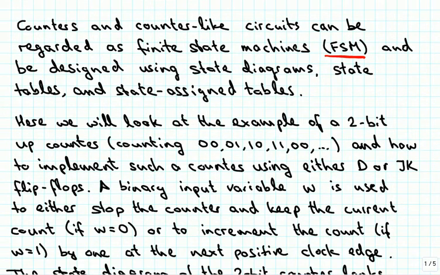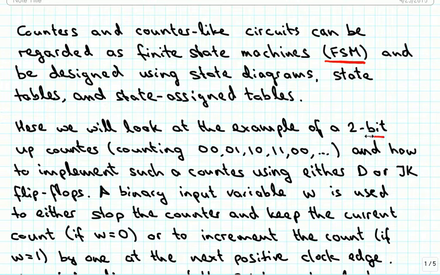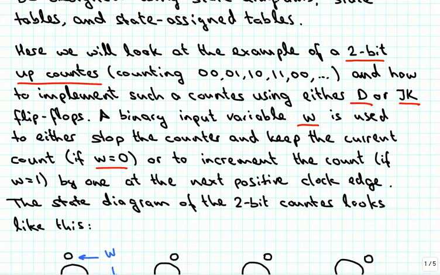So we will look here at the simple example of a 2-bit up counter, which is counting 00, 01, 10, 11, and then goes back to 00, 01, 10, 11, etc. And we will look at how to implement such a counter using either D flip-flops or JK flip-flops. We assume that there is a binary input variable W, which is used to either stop the counter and keep the current count if W is equal to 0, or to increment the count if W is equal to 1, and we increment it by 1, and all of those things happen at the positive clock edge. So we are looking here at the synchronous counter.